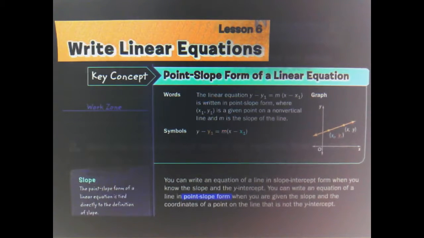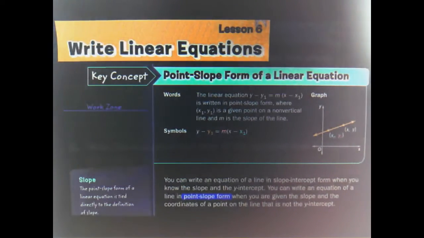Today we're going to go through chapter 3 lesson 6, and we're going to talk about writing linear equations. So what that means is we'll be given a graph or a situation and we need to write a linear equation for that. Previous to this we've been talking about what a linear equation is and then how to graph a linear equation. So this is kind of how we go backwards in a sense.